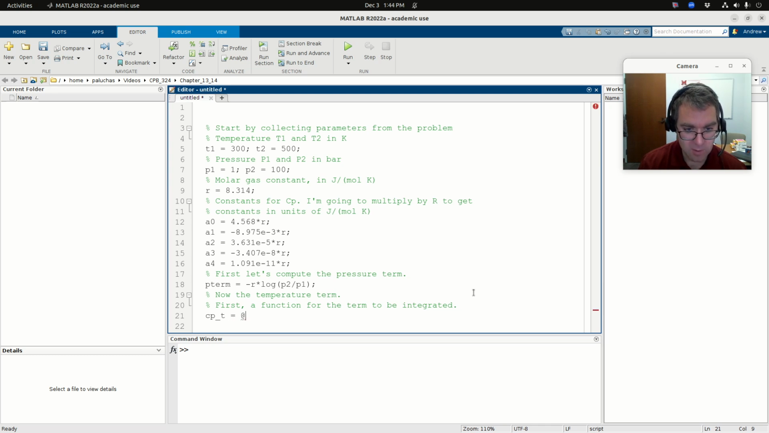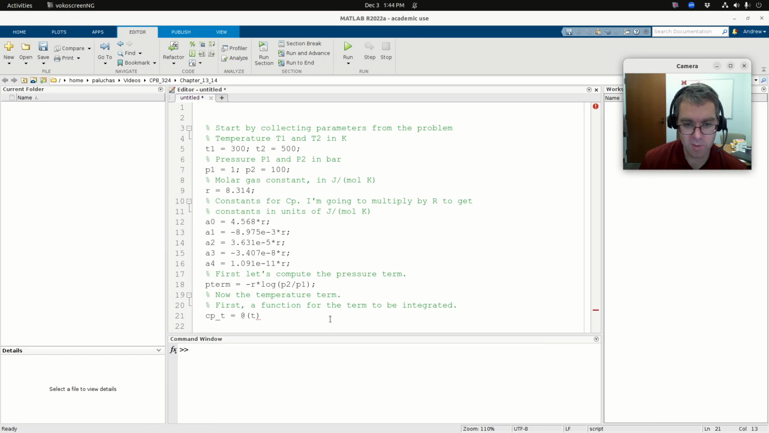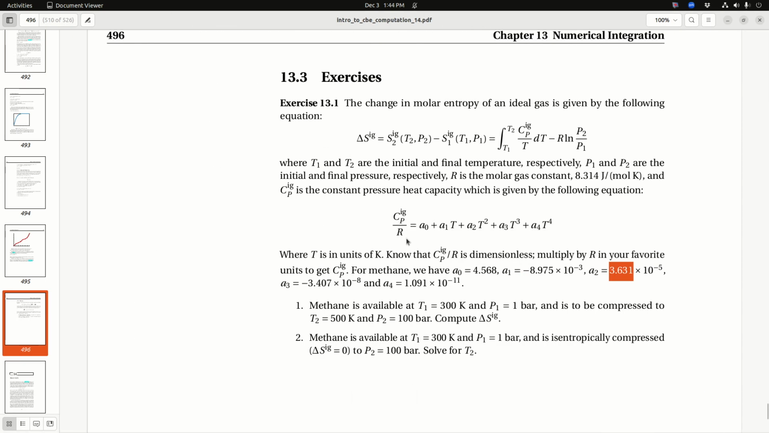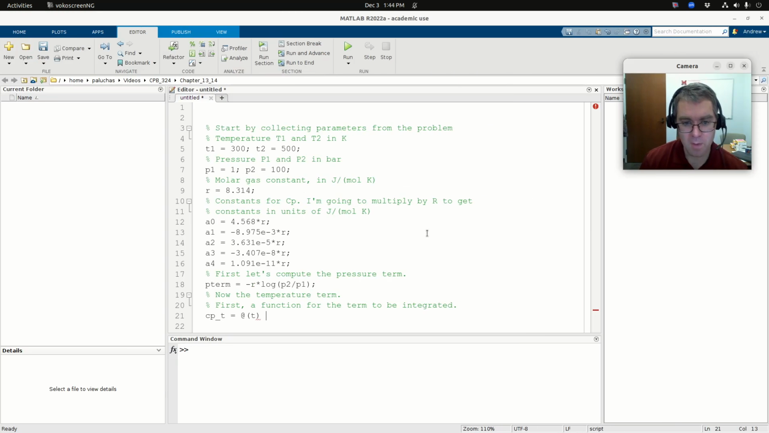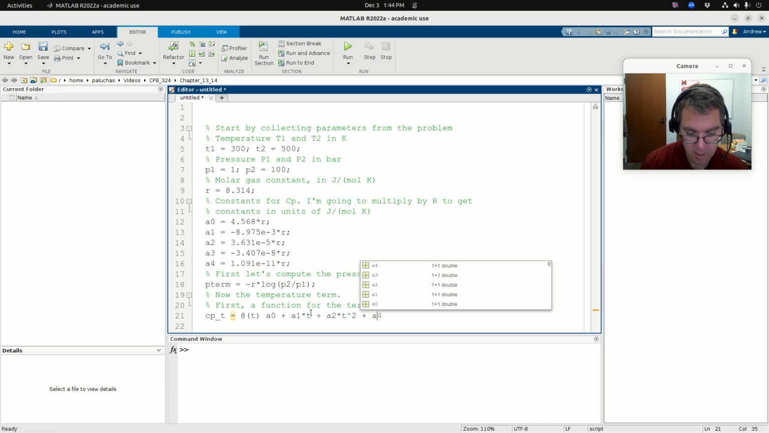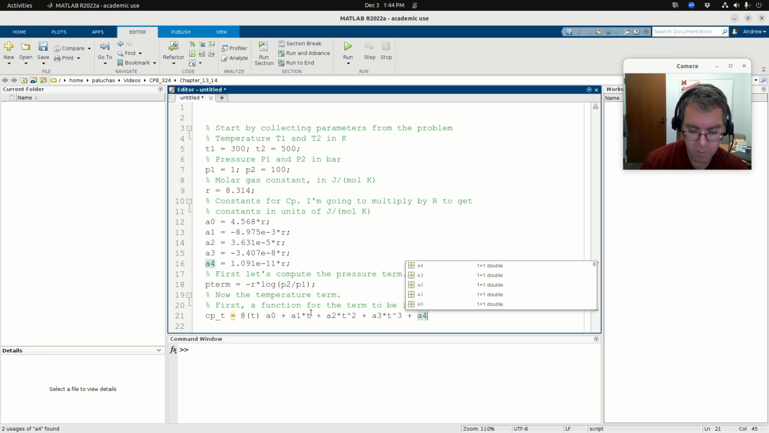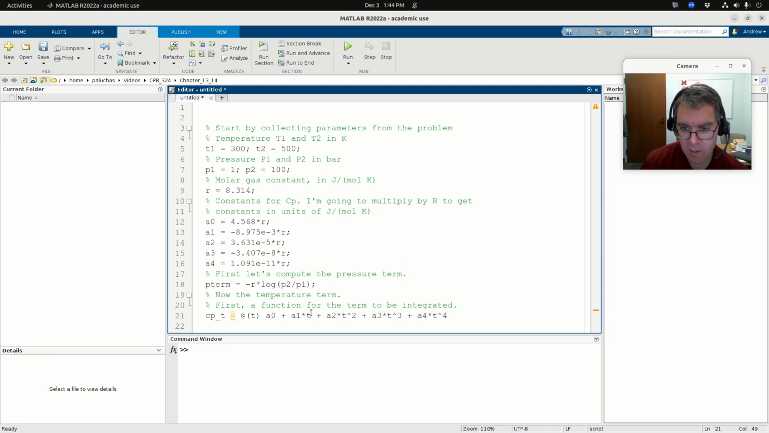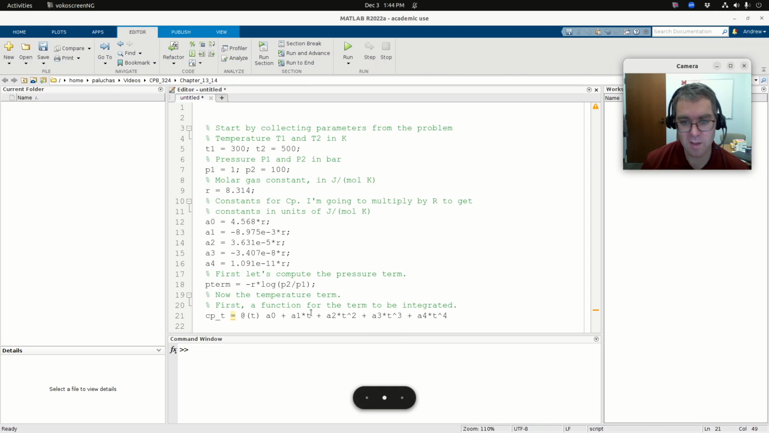This is going to be a function of t, and so Cp divided by t is nothing more than Cp divided by t. So what is Cp? I've already multiplied my constants through by R, so it's just going to be this, and then I'll divide by t. So it's going to be a0 plus a1 times t plus a2 times t squared plus a3 times t cubed plus a4 times t to the 4. Did I get that right? Good. That's that first term.